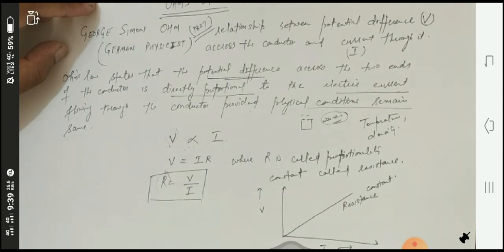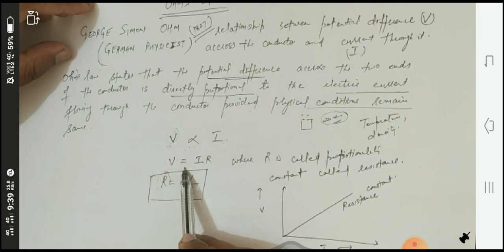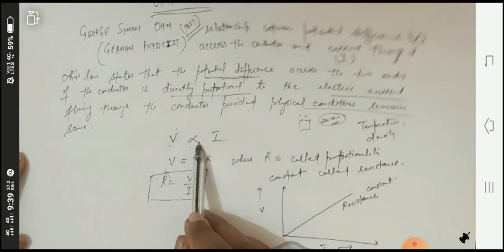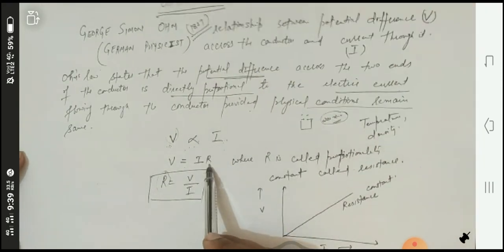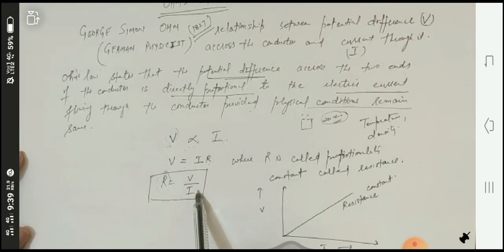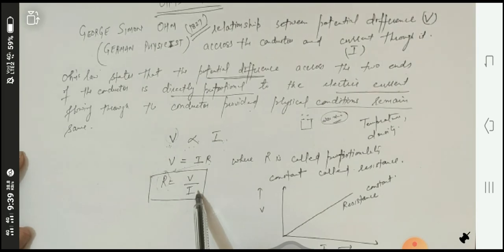Fine. Proportionality, then equality. If you put equality instead of proportionality, we have to apply a proportionality constant. In this case, the proportionality constant is R. So R becomes V upon I. Fine. If you cross multiply it, it becomes V equals I R. Right?